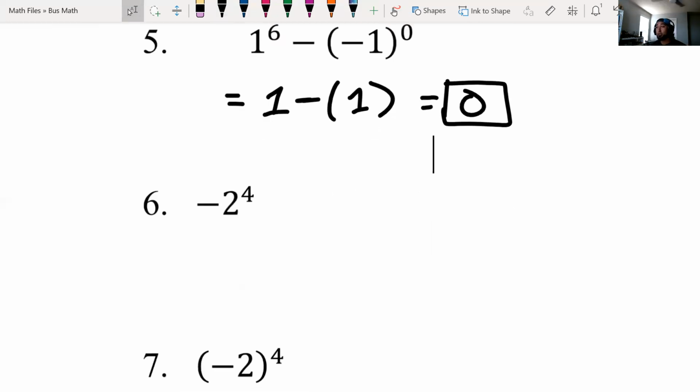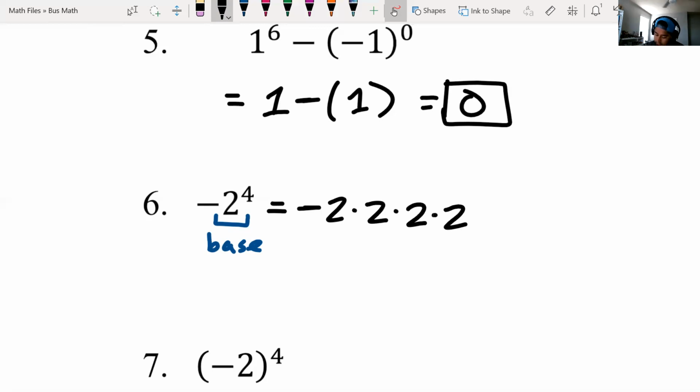6. -2 to the 4th. For these type of exponential expressions, we have to be careful. We have to take note that the base here is just 2. 2 is our base. And the exponent is telling us to expand this 4 times, which means we need to multiply 2 4 times. And all that negative is going to do is wait out front. So we're going to have negative out front, and then we're going to take that 2 and write it 4 times. 2 times 2 times 2 times 2. And 2 times 2 is 4. 4 times 2 is 8. 8 times 2, we get -16.